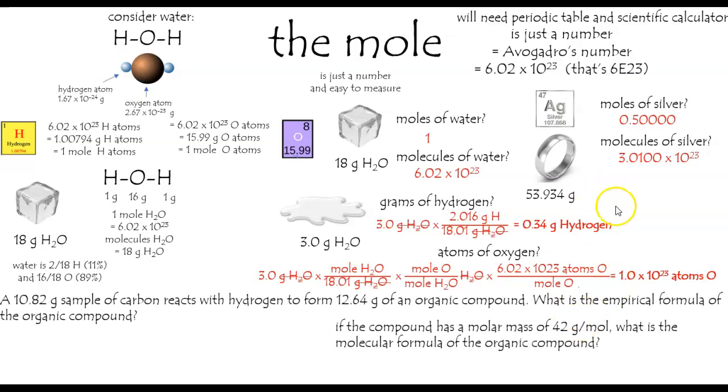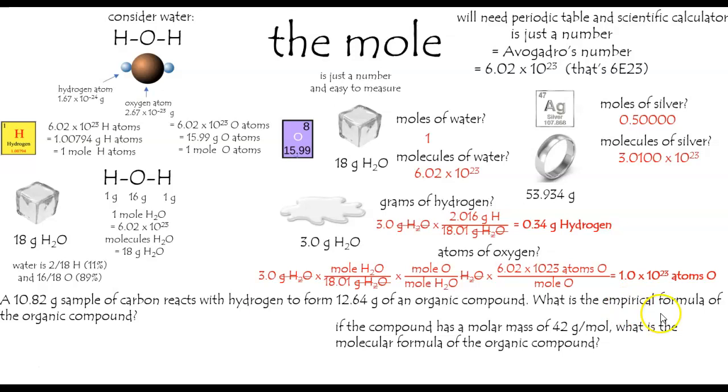Here's 2 other problems. You'll see question types like these on the quiz as well as just throughout the unit. These are a little harder. I got 10.82 grams of carbon, so it could be in the form of charcoal, for example, and it reacts with some hydrogen to make 12.64 grams of some organic compound that clearly has only carbon and hydrogen. What's the empirical formula of this?